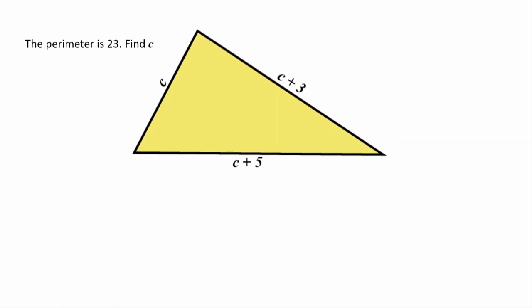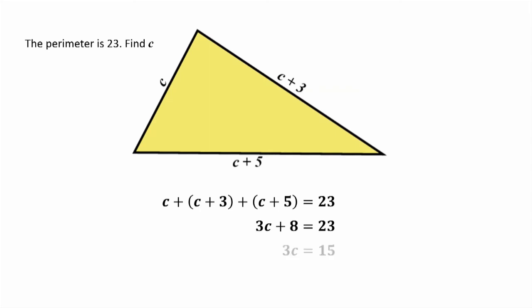So what I would do is I would make up an equation and say that if you add these 3 lengths together, you'll get the perimeter, 23. So I can see that collecting all those C's, there are 3 C's on the left, and there's an extra 8 on the left, and that must be equal to 23, so I'll subtract 8 from both sides. 3C is equal to 15, so C must be equal to 5. Very straightforward.